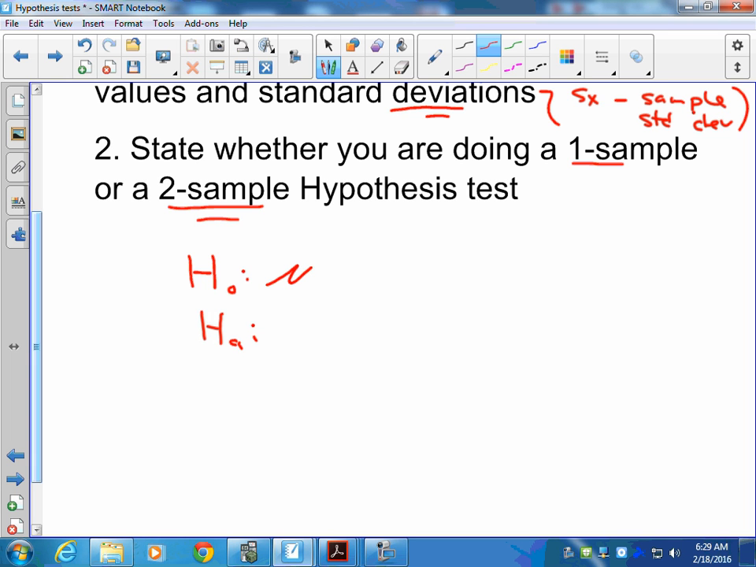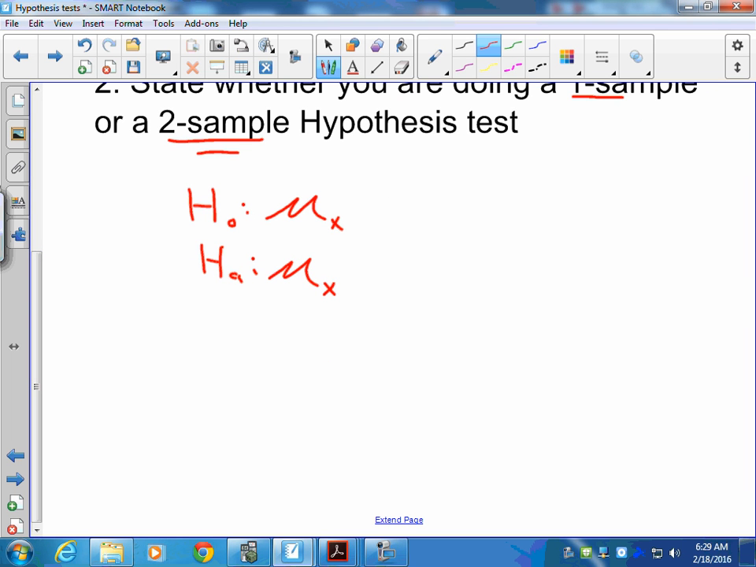Now, these nulls and alternatives are always based on what we call mu of x. This is the population value that the sample is representing. We're using x bar, a sample mean, to represent this mu value. And remember, you always have to define what mu of x is overall. So you're going to be given some value, some number in the problem that they want you to test for the claim, and then your alternative is based on the wording of the question.